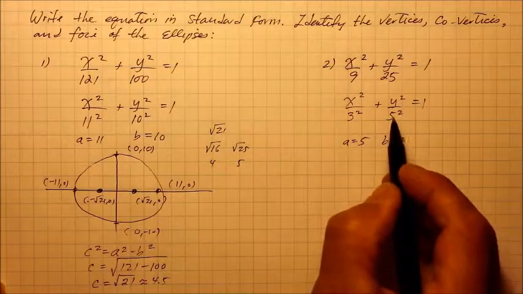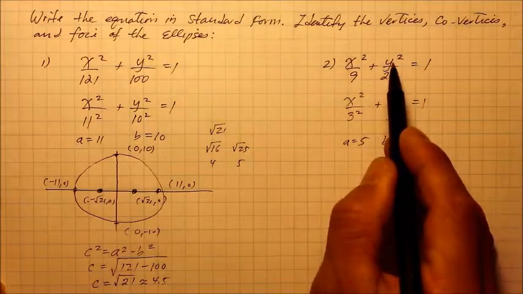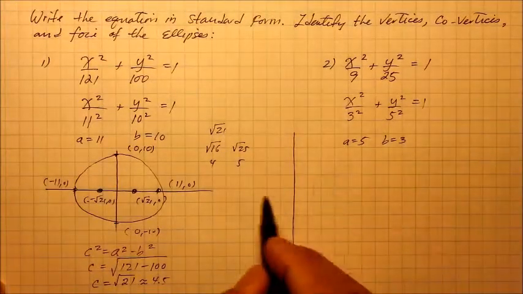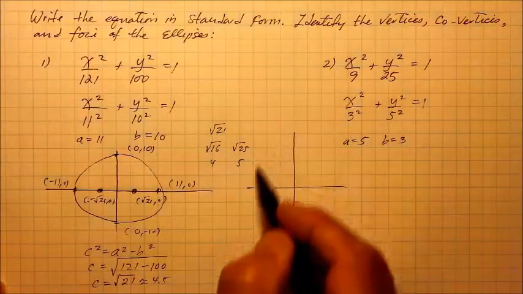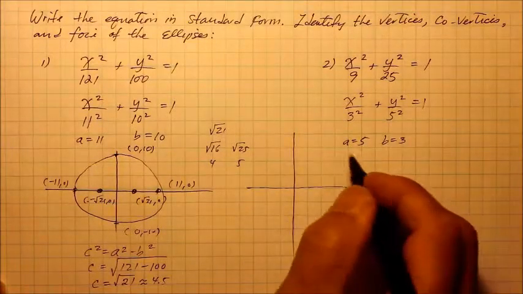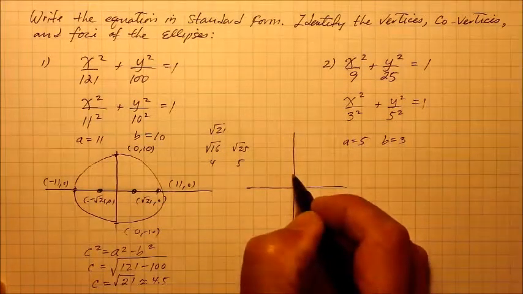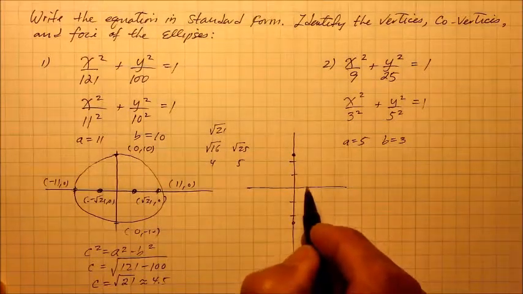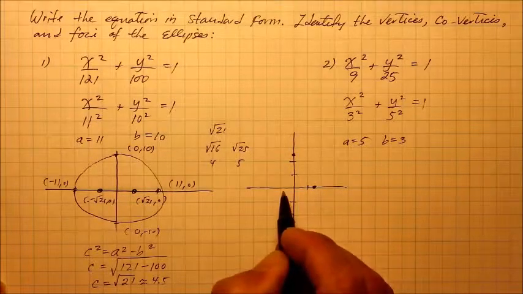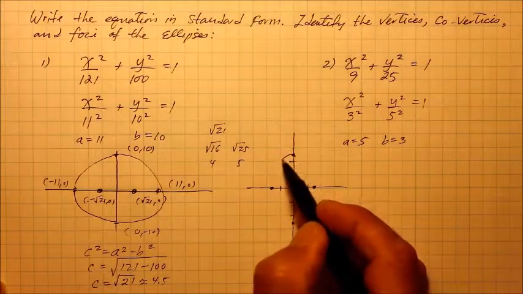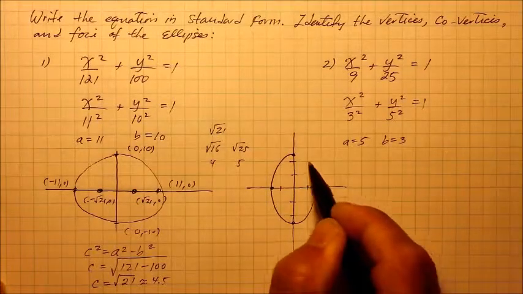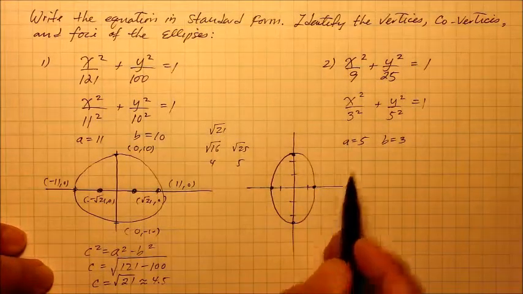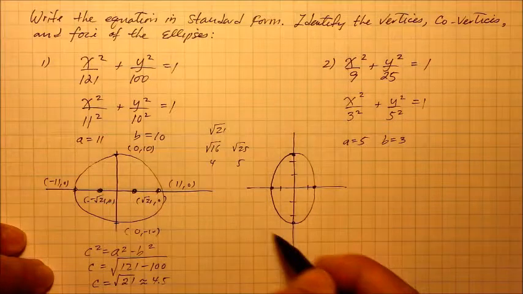And since the y portion is bigger, let's draw it. We're going to have a major axis along the y-axis. It's going to be a vertical major axis. So let's say the a is 5. So 0, 5 right there, 0, negative 5 over there, and 3, 0 right there, and negative 3, 0 right there. So if I estimate, it will look something like this. If the x is bigger, it's going to be horizontal. If the y is bigger, it's going to be a vertical major axis.